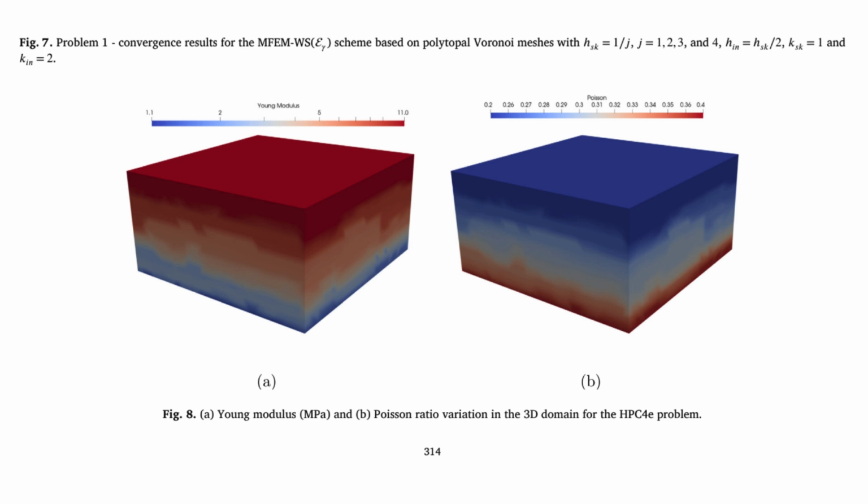But how do we know it actually works in practice? Did they prove it avoids locking? They did. The numerical analysis in the paper is rigorous. They derived error estimates for this MFM-WS method, and crucially, those estimates are completely independent of the Poisson ratio. Independent. So it doesn't matter if you're close to 0.5 or not. Exactly. That's the gold standard proof. It confirms the method doesn't suffer from locking near the incompressible limit.